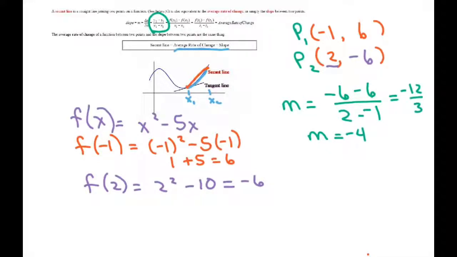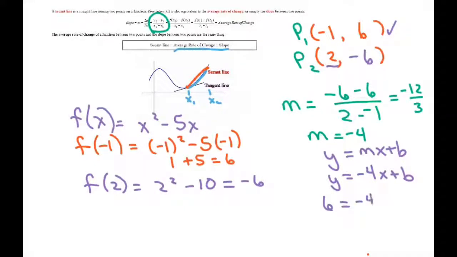Now let's write our equation of the secant line. So we're going to write y equals mx plus b. Plug in our slope. And plug in one of these points. Let's just use that one. So 6 equals -4 times -1 plus b. 6 equals 4 plus b. So clearly b is 2, because 4 plus 2 is 6. So b is 2.